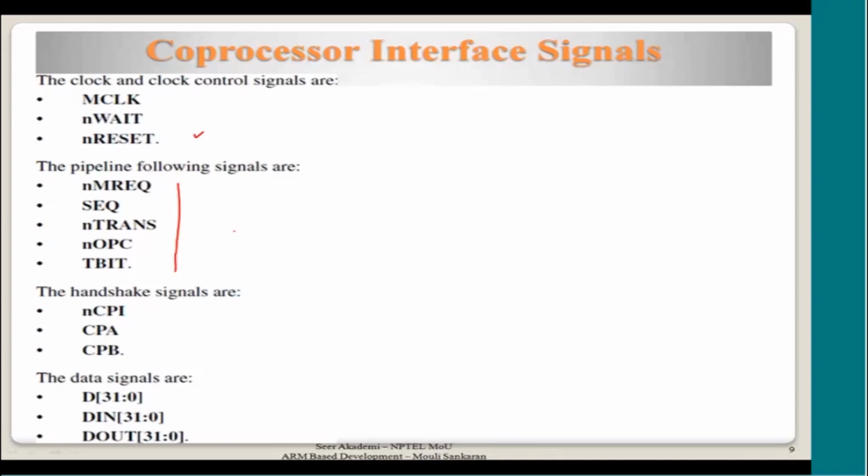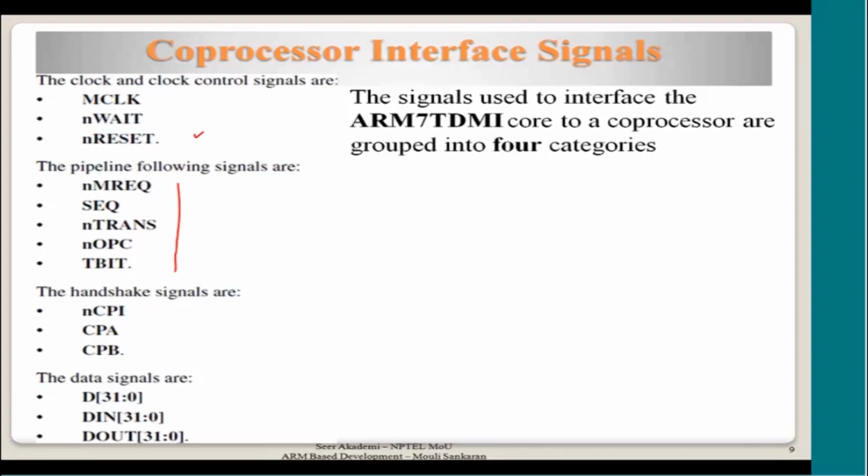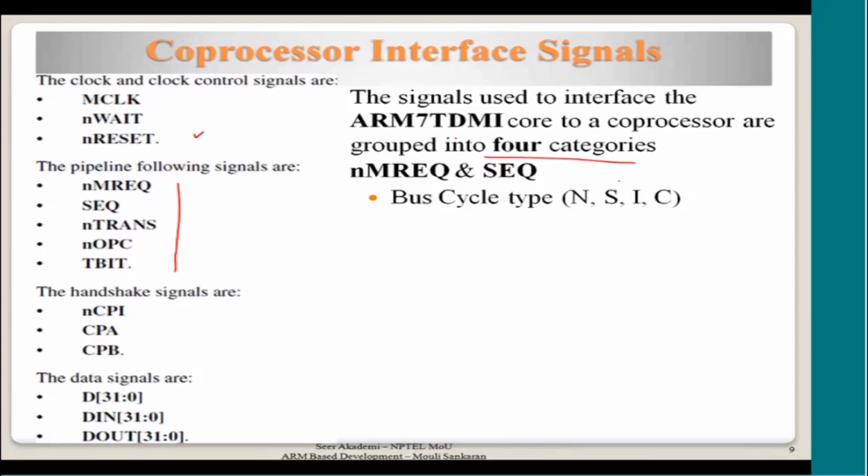Now what are these signals? Let us see one by one. So the signals used to interface the ARM with the coprocessor are grouped into 4 categories. Now what are these 2 signals? We have seen them earlier, memory request and sequential.